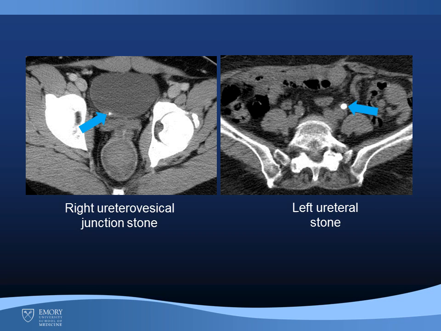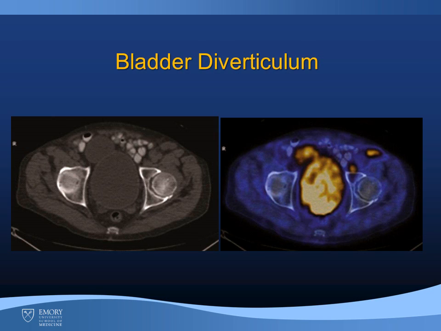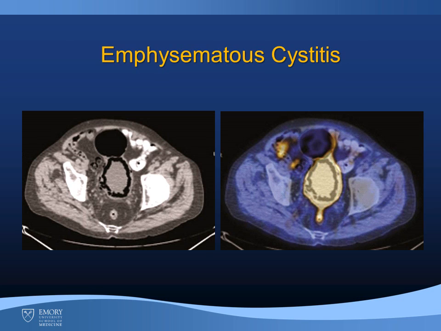The bladder should be carefully examined. Here we have right UVJ stone, and also the path of the ureters. Here we have a left ureteral stone. A bladder diverticulum can fill with FDG and appear intense. Again, on our PET CT, it is obvious that that is what is happening. Emphysematous cystitis, as in this case, can also manifest with increased FDG uptake, as we see here.